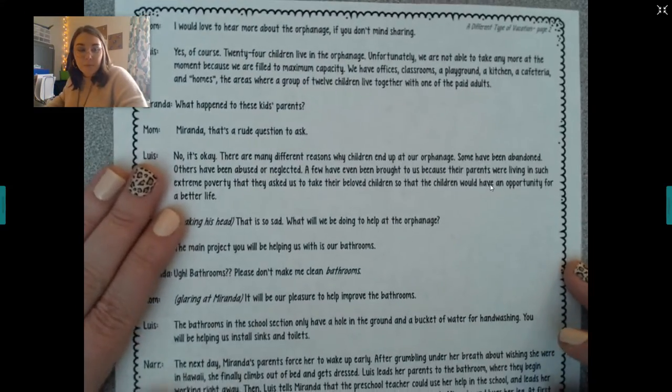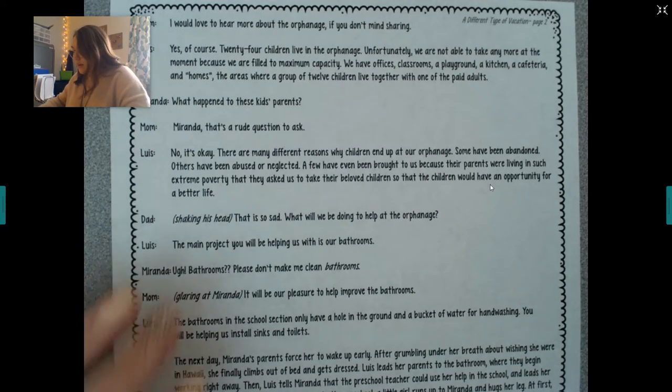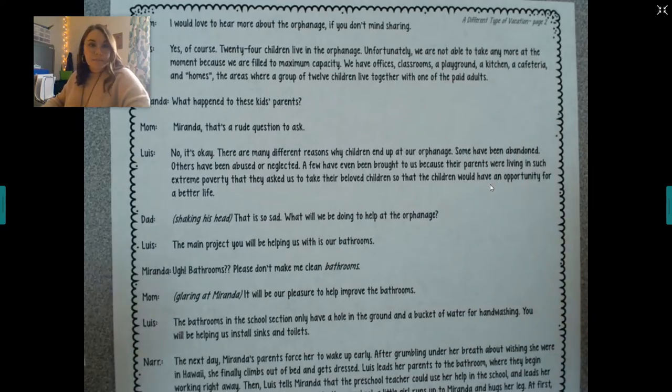Okay, does that seem to be the problem? The biggest problem here? Yeah, it seems like the biggest problem for Miranda is she doesn't want to go on that trip. She seems shocked. She seems mad. She seems upset. It's not a vacation. Okay, let's see.